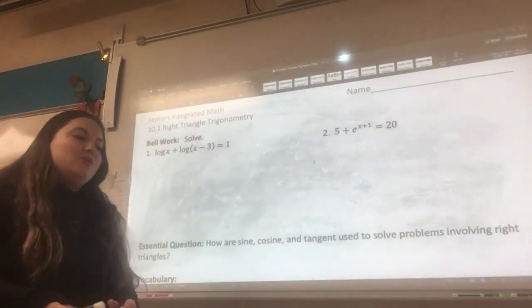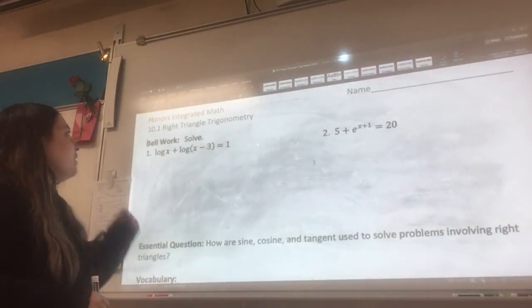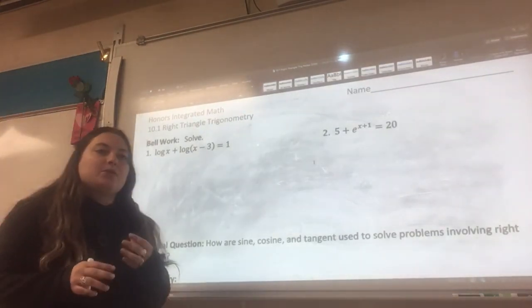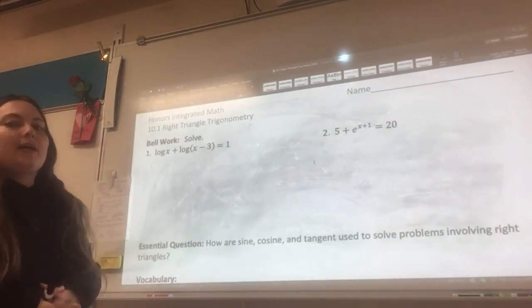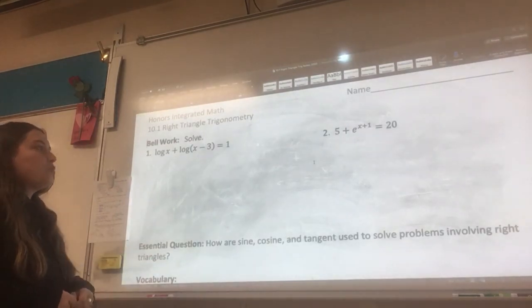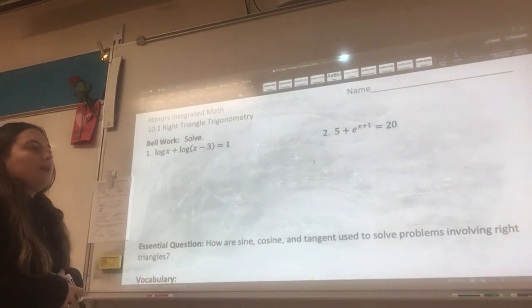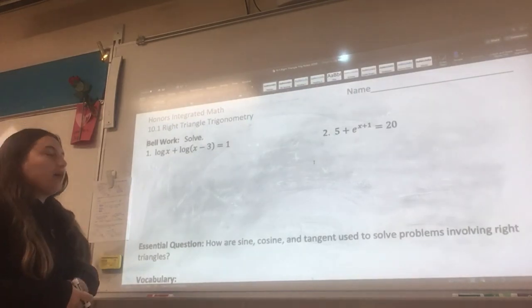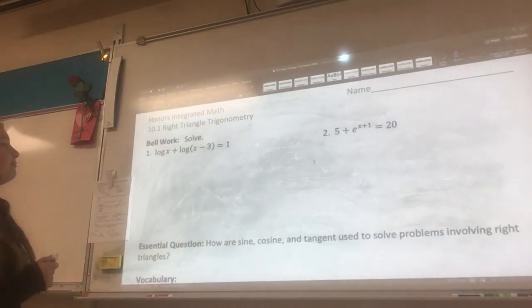Right, we are starting Unit 10 today. So this is 10.1, and we're looking at right triangle trigonometry. As a quick reminder, this bell work is to make sure you understand all the logarithms and exponentials we've talked about. See if you can do it on your own. If not, I will once again walk through it to make sure you understand.